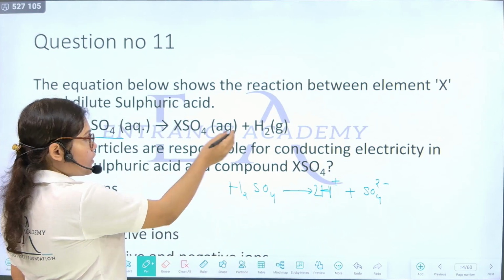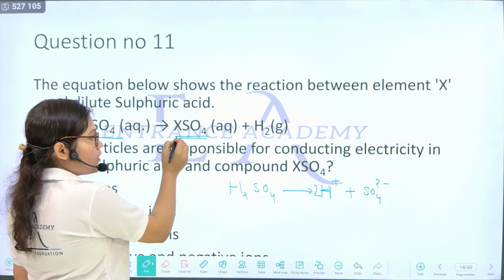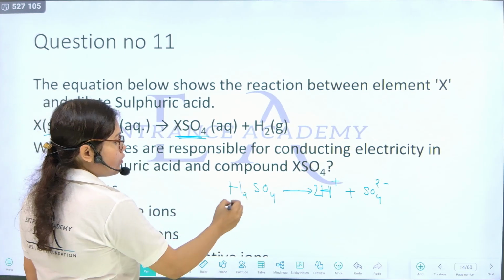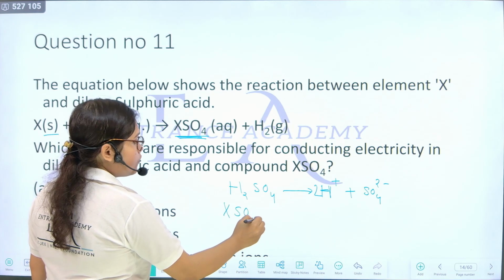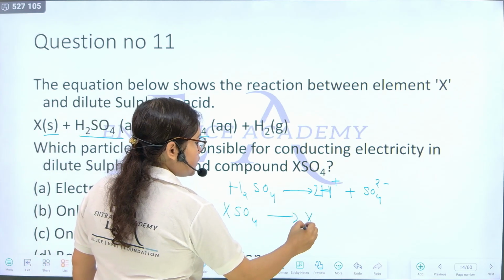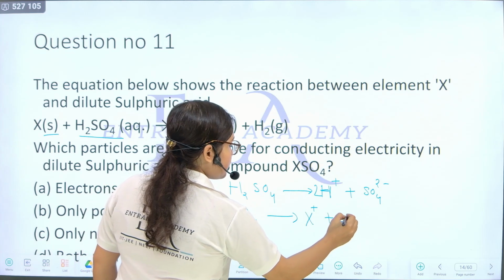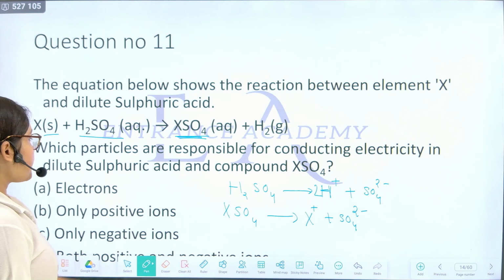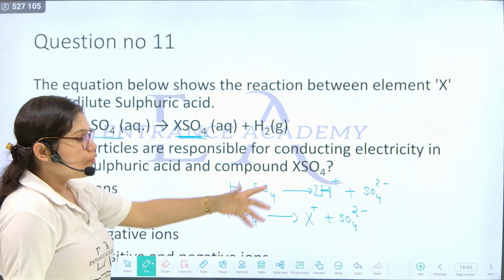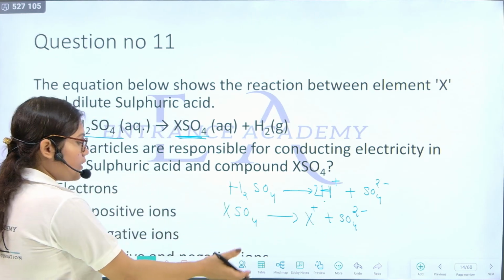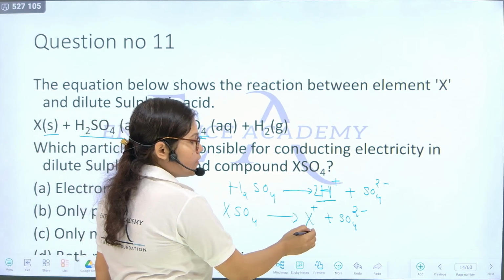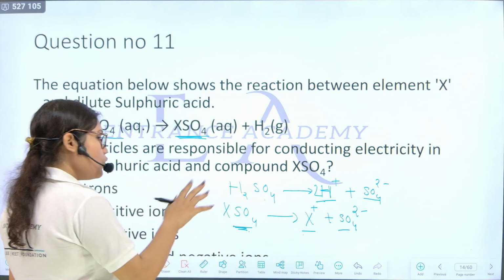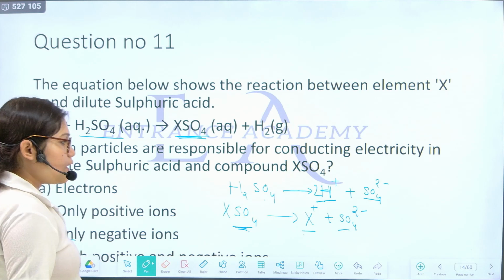These ions, cation and anion, are formed if sulfuric acid dissociates. And in this question, according to the equation, XSO4, where X is another element in this reaction. The question is which particles are responsible for conducting electricity in dilute sulfuric acid and compound XSO4? Both positive ions and negative ions are present in these two. So the answer is both positive and negative ions, not only negative or only positive.